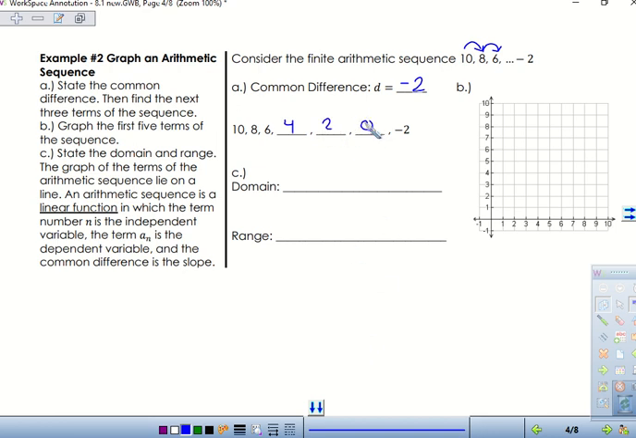Good. So let's go ahead and plot these. You might be wondering, well, I don't have an x. This axis represents the term that you're on. First term, second term, third term. So what would be the first term here? 10. So at 1, we're at 10.